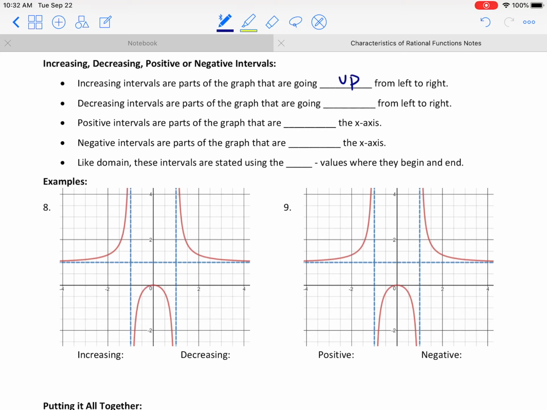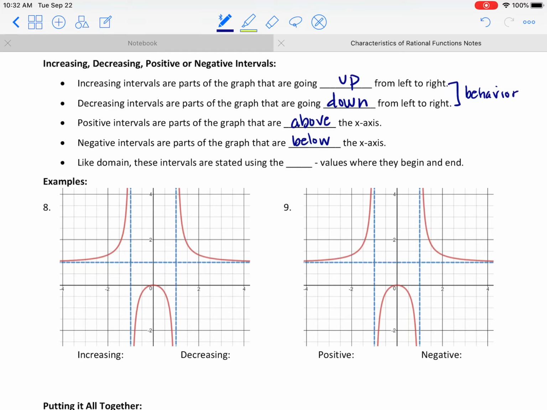Decreasing intervals are parts of the graph that are going down from left to right. That's pretty intuitive, but those often get confused with positive and negative intervals. Positive intervals are intervals of the graph that contain positive y values, which means they will be above the x-axis. And negative intervals are parts of the graph that contain negative y values, which means they will be below the x-axis.